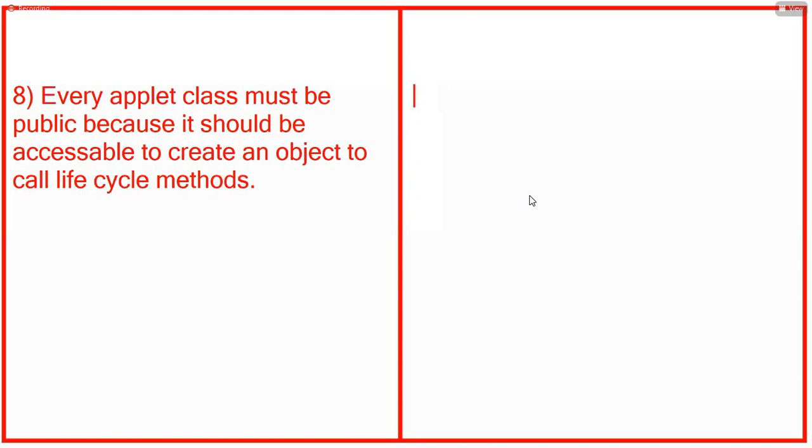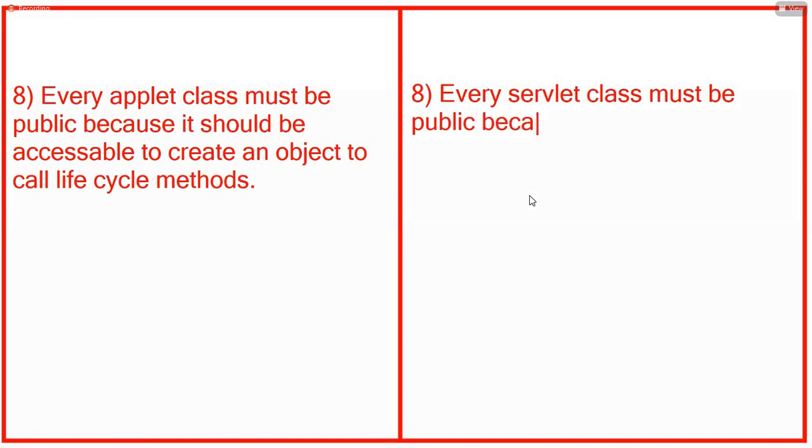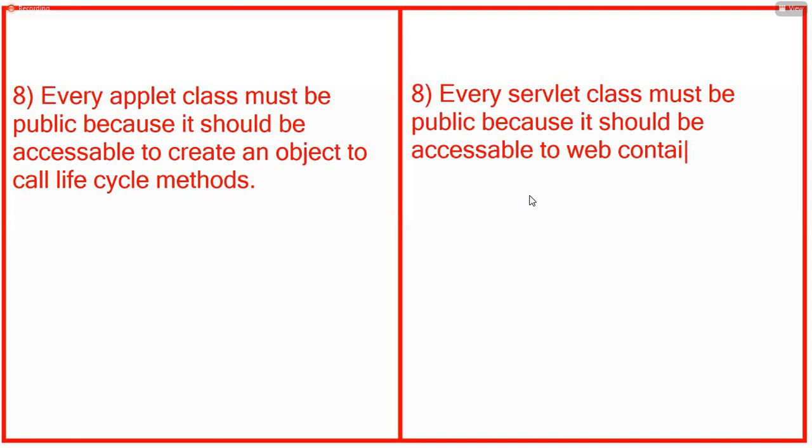Here, I'll explain how these are related. Every servlet class must be public because it should be accessible to the web container to create an object to call lifecycle methods.